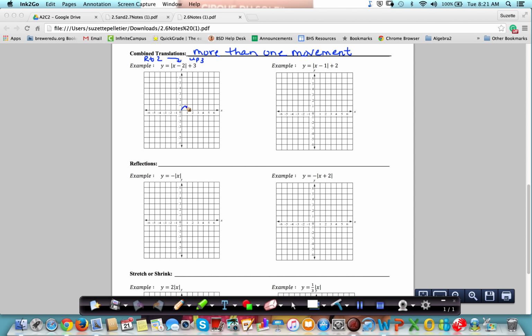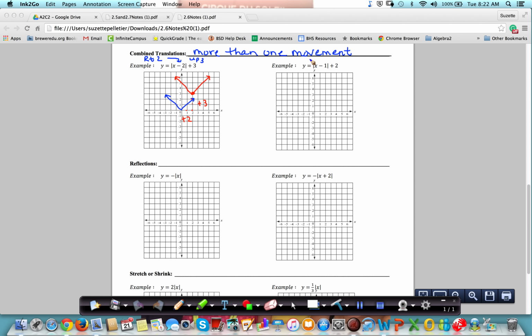So this is where my parent function is, right? I have to go to the right 2 and then up 3. This is where I'm going to put my new absolute value function. So I went to the right 2 and then I went up 3. Okay, let's look at the second example.